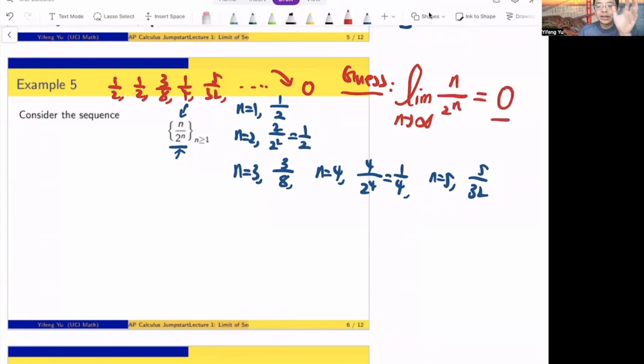Now, this is consistent with our intuition because the numerator n, although it also increases as n increases, the denominator 2 to the n is exponential.